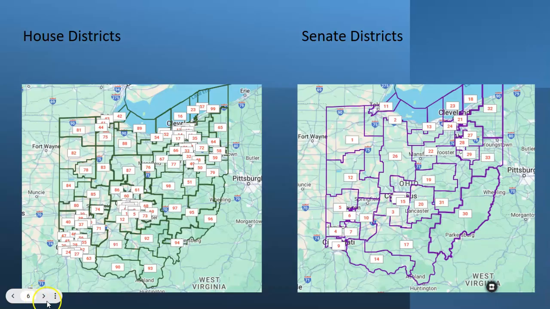So you can see here, on the left, we have the House districts, okay? And on the right, we have the Senate districts. You can see the Senate districts are larger, and each of those Senate districts encompasses 3 House districts. You can see here we have our major metropolitan areas like Cincinnati, Columbus, and Cleveland. So there are more districts that are smaller in those 3 areas because that is where the majority of the people live. Because remember, people vote, not land.